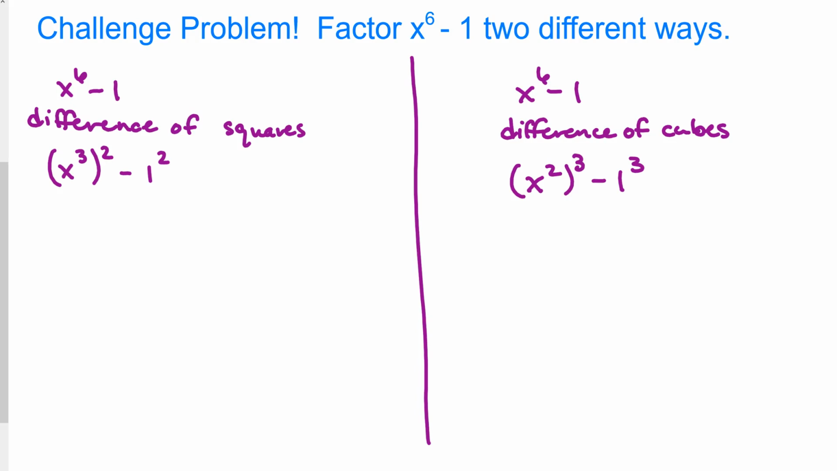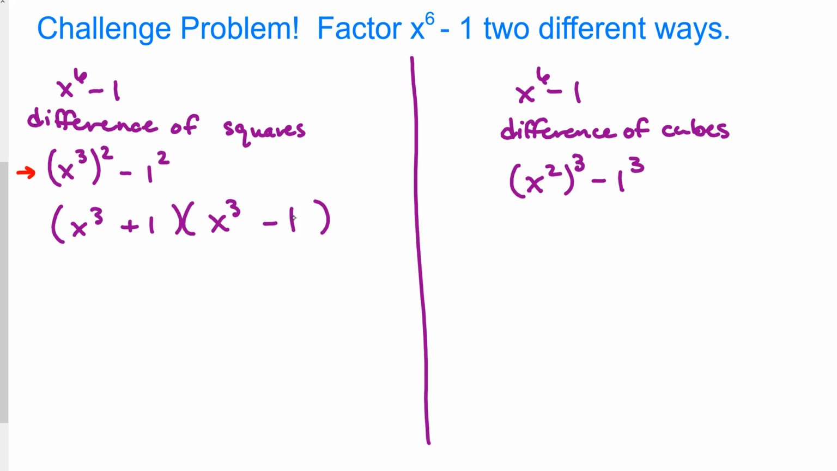Okay, x to the 6th minus 1 is a difference of squares. It's also a difference of cubes. So first I'm going to factor it as a difference of squares. x cubed squared minus 1 squared. So according to the difference of squares factoring formula, we're going to have 2 factors that are conjugates. So we have x cubed plus 1, and we have x cubed minus 1.